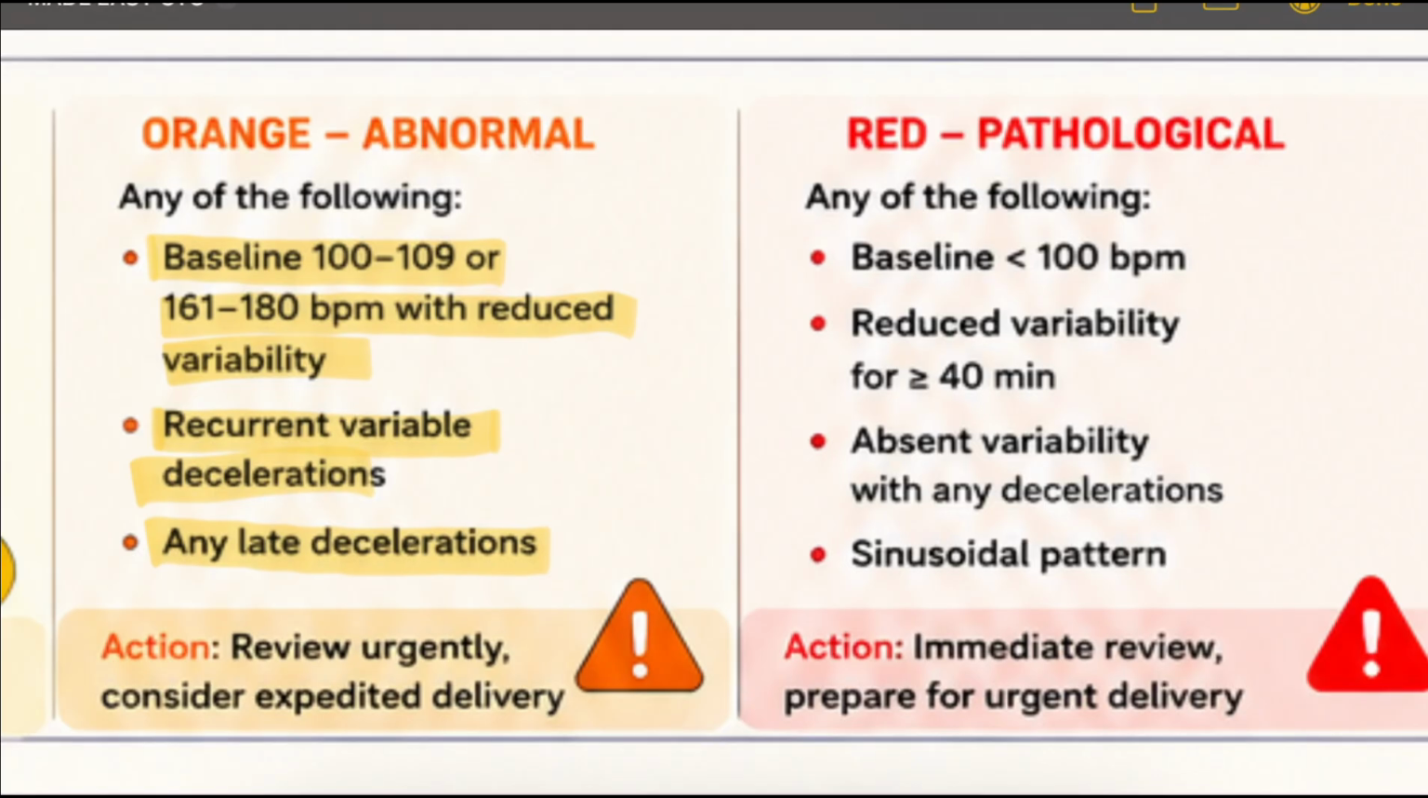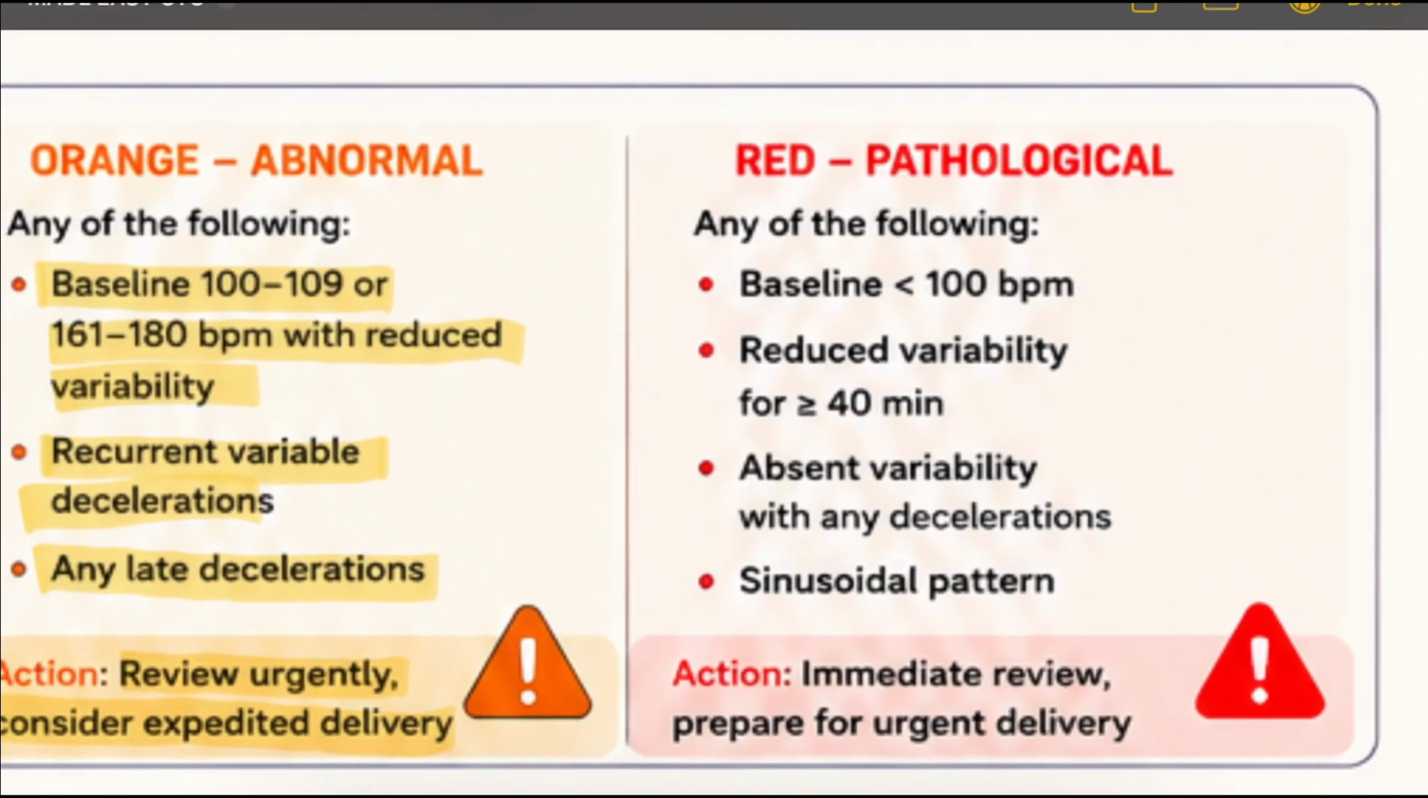So category 2 is very important, because it can go to category 1 or category 3. So what we have to do, we have to review urgently with a senior doctor, and we have to consider expedited delivery, and with or without examination we have to do close follow up, and we have to consider supportive measures.